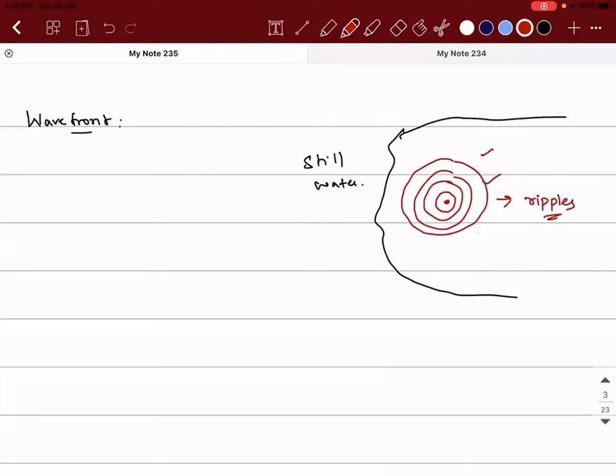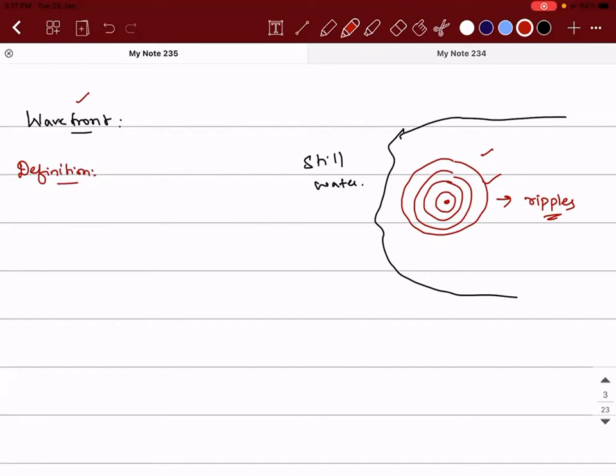Now, sometimes when light is traveling from one point to another, we think that it travels in the form of rays, but what actually happens is light travels in the form of something called a wavefront. Let me explain what that wavefront is. So the technical definition of wavefront is something like this.